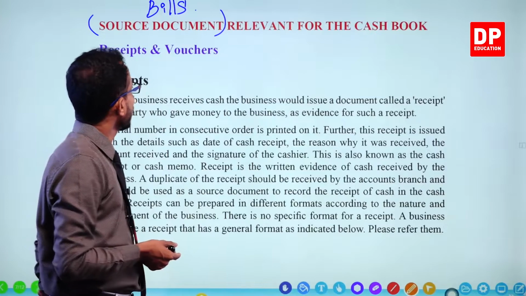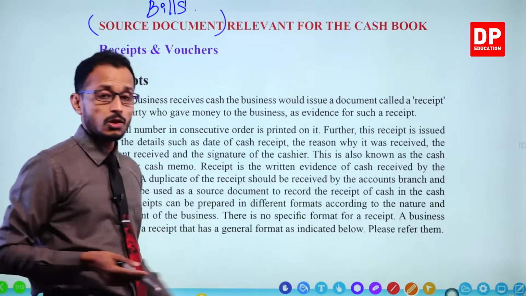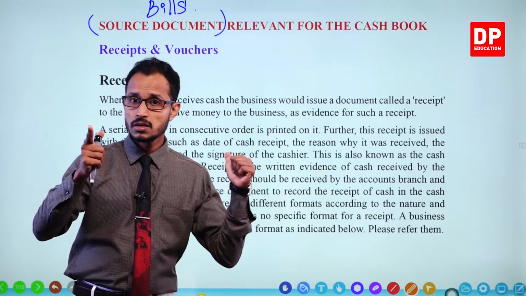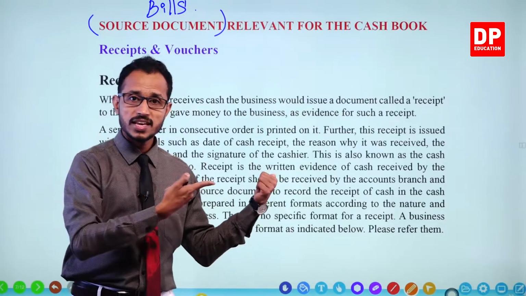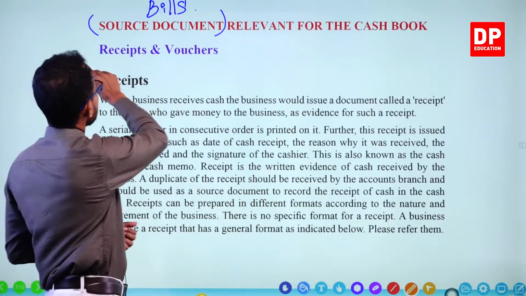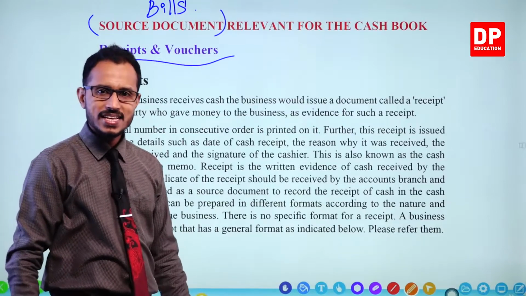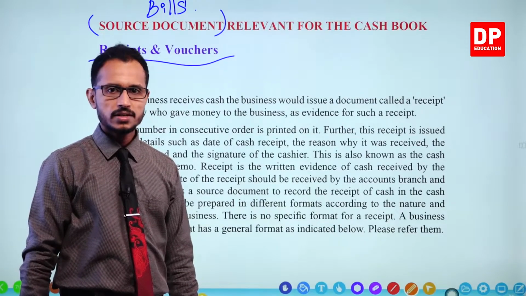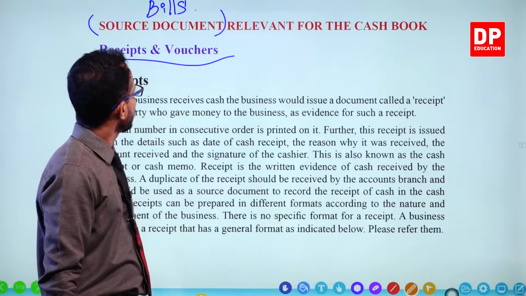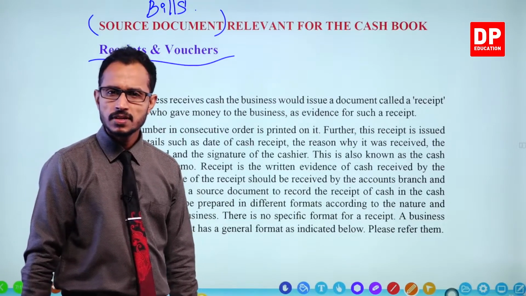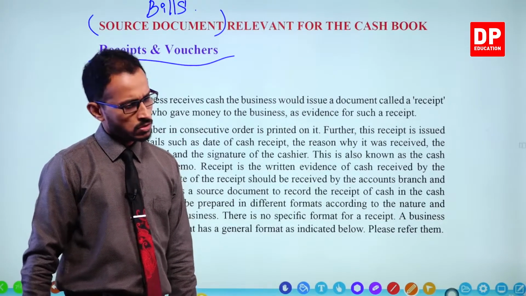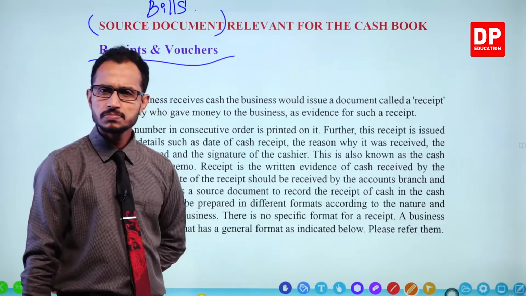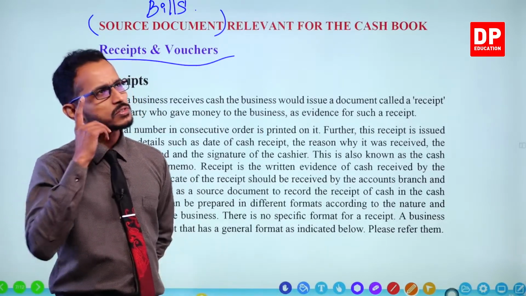So, what is the bill or the source document which is relevant for the cash book? Receipts and vouchers, children. Receipts and vouchers. Alright. Receipts. Have you seen receipts?